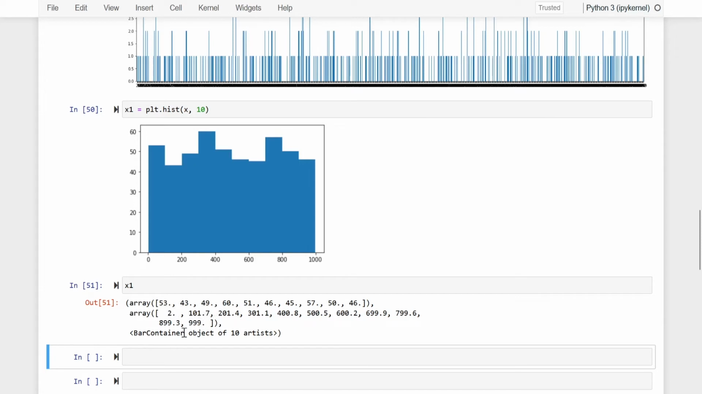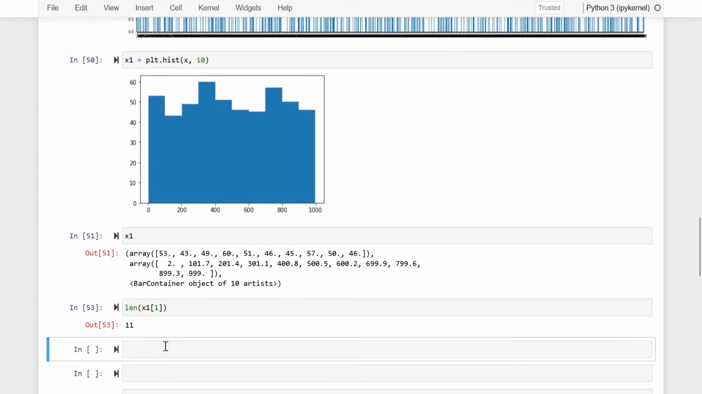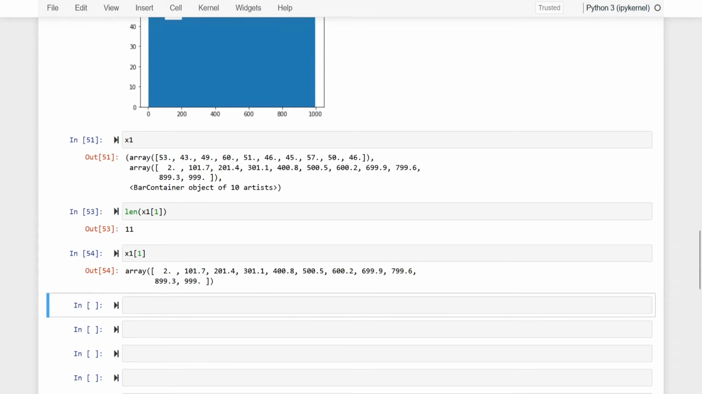And how we can count how many ranges? So let us talk about x1's second element. So this is range. How many numbers are there? 11 numbers. Why 11 numbers? Look, if we have to have 10 ranges, we have to have 11 numbers, isn't it? See, from this to this, this to this, like this. So we have to have 11 numbers to create 10 ranges.